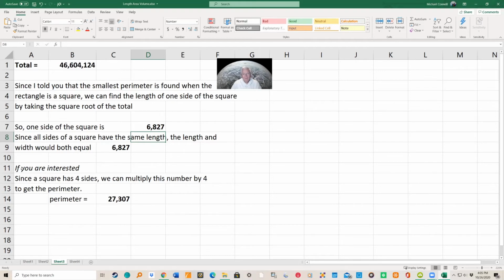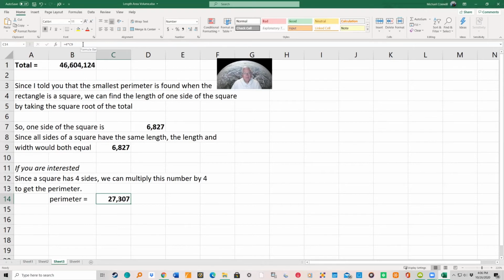A lot of you, for some reason, decided it would be fun to compute the perimeter, which I applaud, not a problem at all. Since a square has 4 sides, and since each side is the same length, if we multiply the length of one side by 4, we'll get the perimeter.